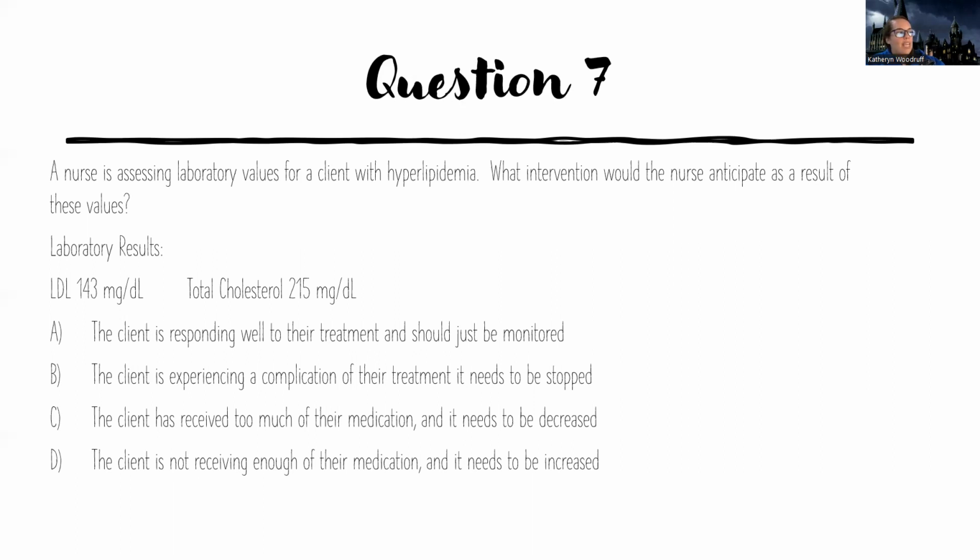So then C, the client has received too much medication, needs to be decreased. Well, no, I need the opposite of that. And then we get to D, the client is not receiving enough of their medication, it needs to be increased. So that is the best answer there. Their cholesterol is high, which means they're not getting enough medicine and they may need an increased amount of medicine. That's for a doctor to decide, but it's good for us to know, hey, something's not working here.